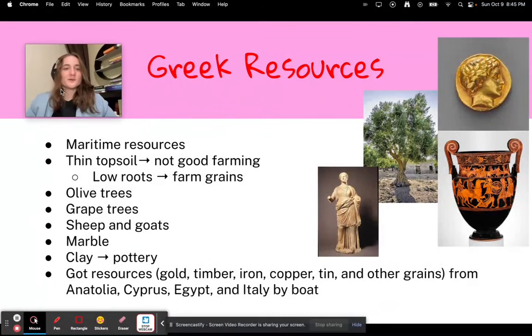All right, so Greek resources. I know in the last Ed puzzle video, I went through some of the natural resources that Greece provides, but I just want to review them real quick. The first one would be maritime resources. And when I say maritime, I'm talking about things from the ocean. So any seafood from the ocean, other aquatic materials.